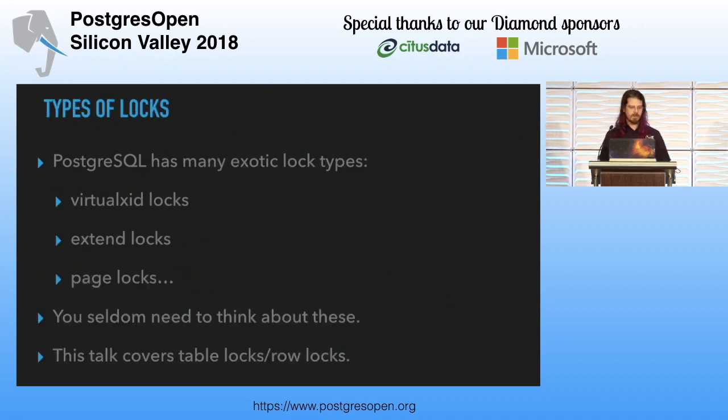So just to clarify what locks actually are or aren't, there are a bunch of kinds of locks. In Postgres land, there are virtual XID locks, which belong to select queries that don't strictly need a transaction. XID is short for transaction ID. There are extend locks for physically extending a table on disk, and page locks that are specific to an 8K chunk, a page, in the heap. You basically don't need to think about any of those. This talk focuses on the most common types of lock that you'll run into as a Postgres user, which are table locks and row locks.